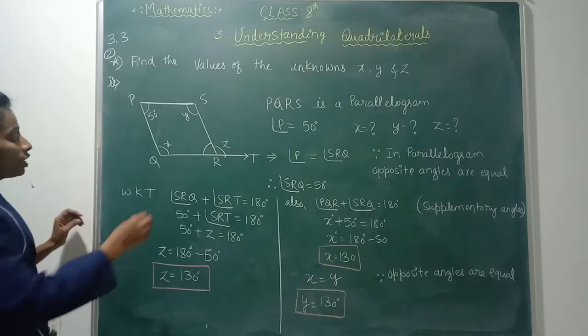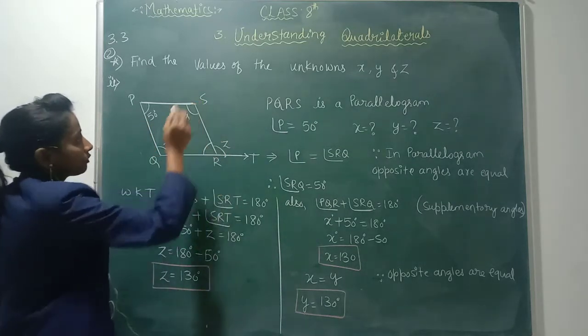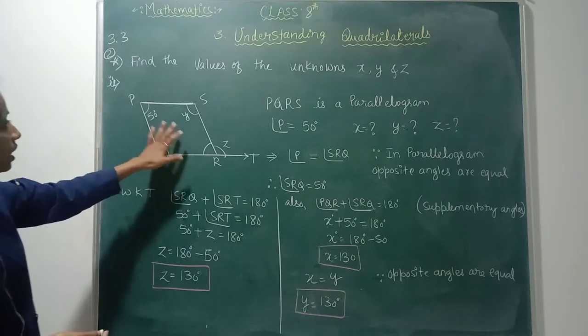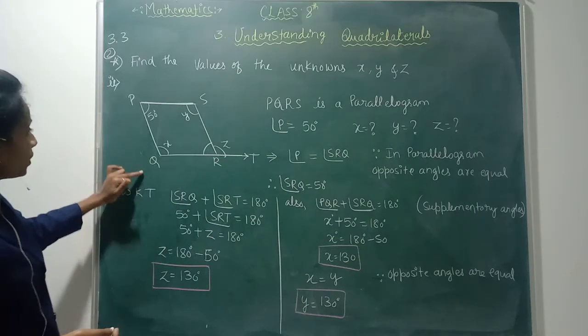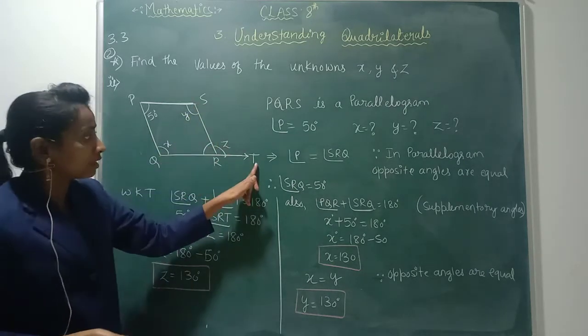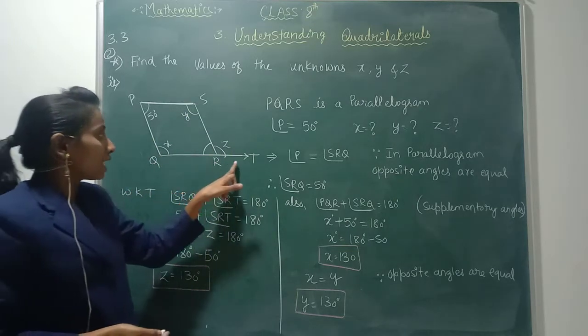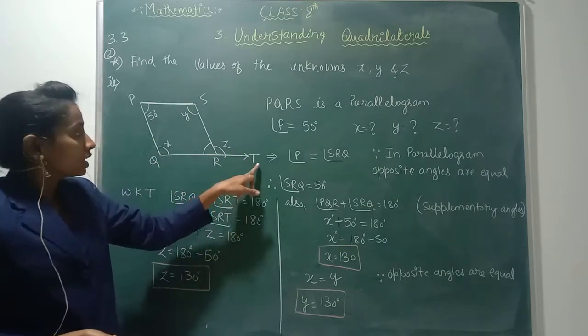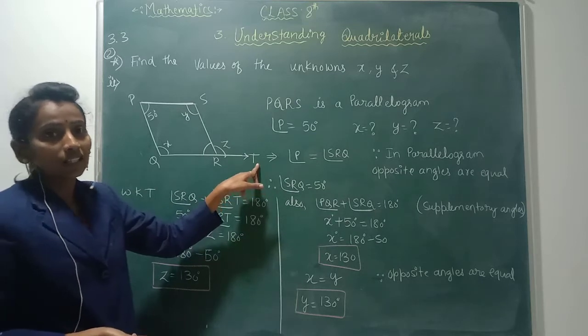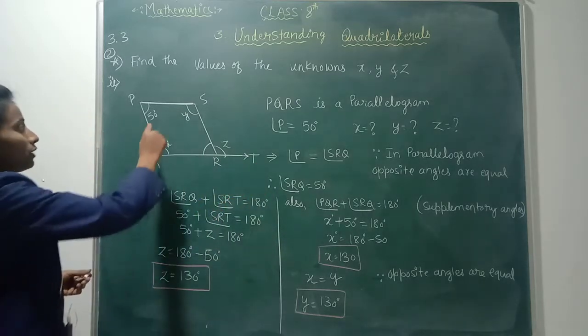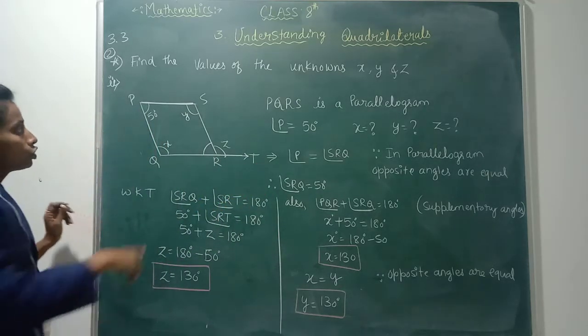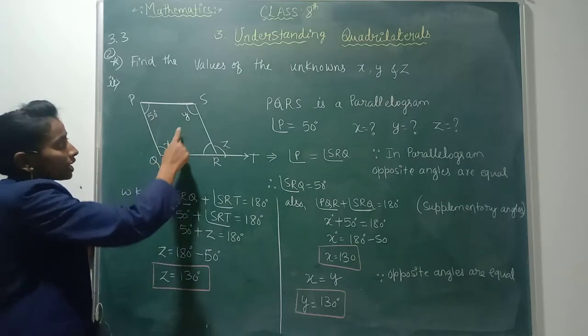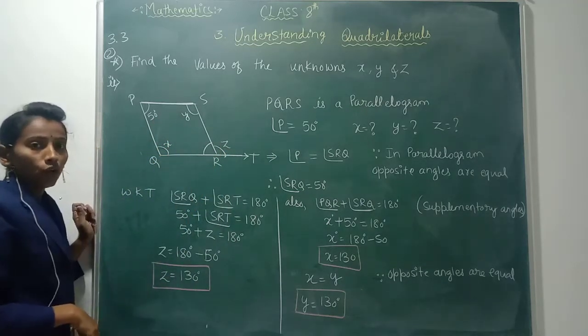First of all, we are naming the quadrilateral. Here we have the quadrilateral, and we are naming it P, Q, R, S and T. Here Q and R are produced again, and at the end we name the point T. Here only the 50 degree angle is given, that is angle P. Now we are finding the x, y, z values.